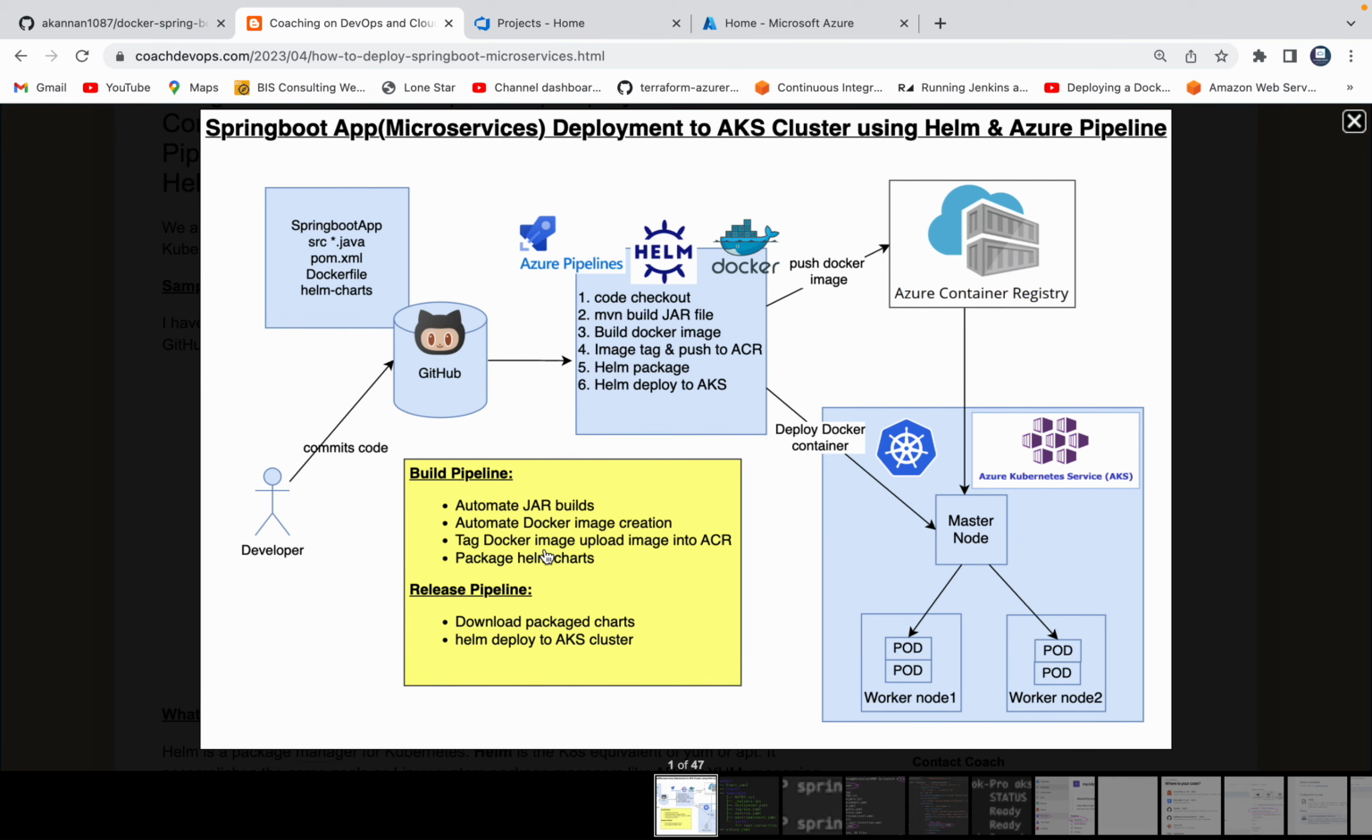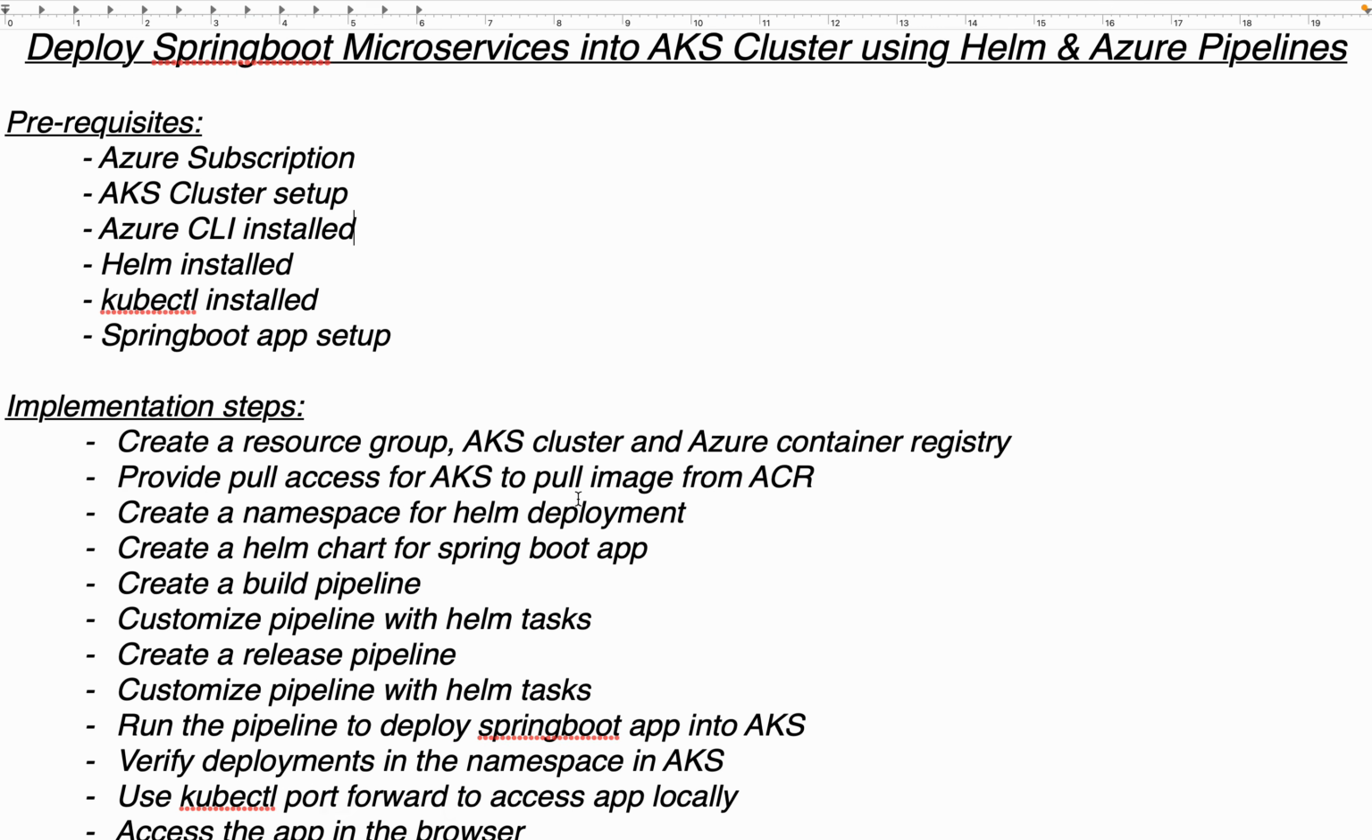And then the release pipeline is going to pick up the packaged chart file from the build pipeline, and then it will go ahead and deploy the microservices into the AKS cluster. Right, so two different types of pipelines we are going to create. Using these two pipelines, we should be able to achieve this. So let's look at the implementation steps.